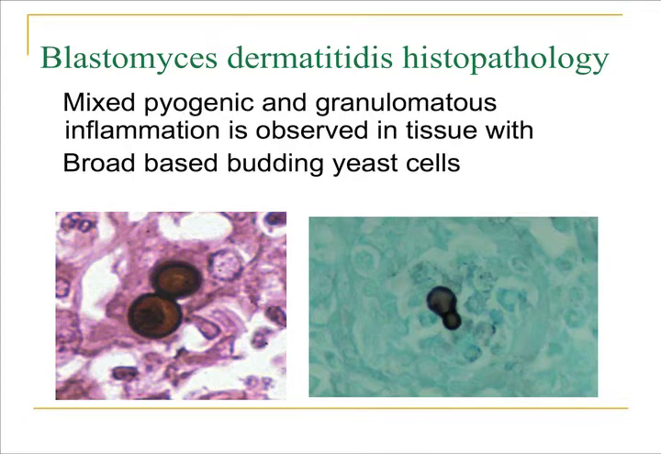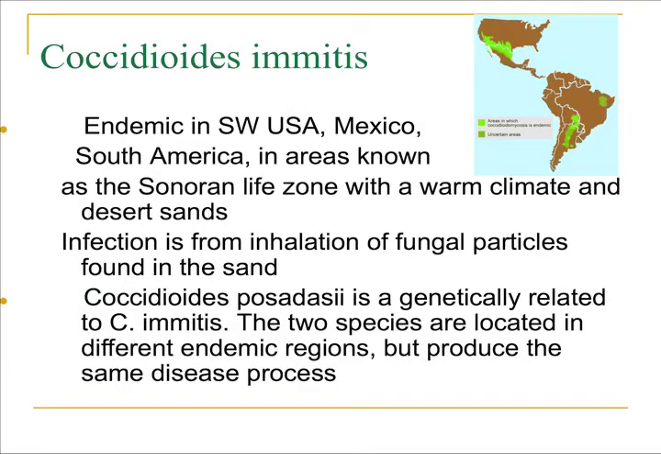On the next slide, we talk about Coccidioides immitis. This fungal infection is endemic in the southwestern part of the United States. It can also be found in Mexico and South America. These are areas that are commonly known as the Sonoran Life Zone. They have a very warm climate and they have desert sands. Infection is from inhalation of fungal particles that are found in this sand.